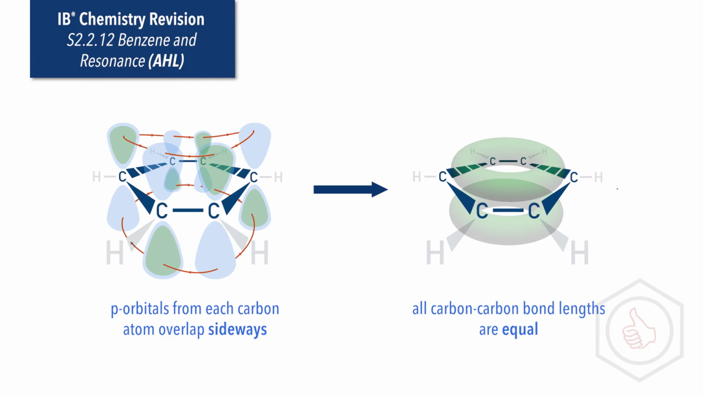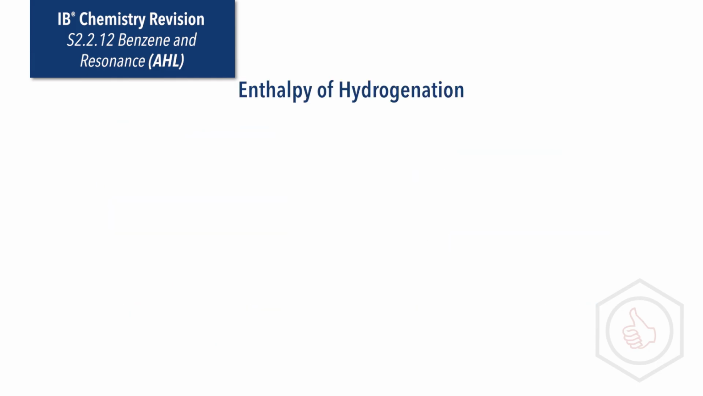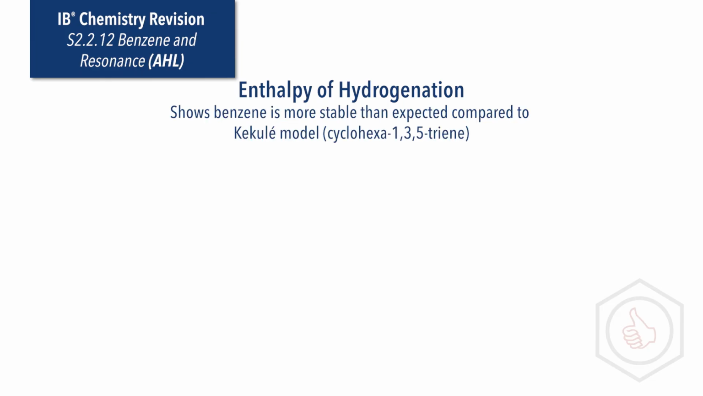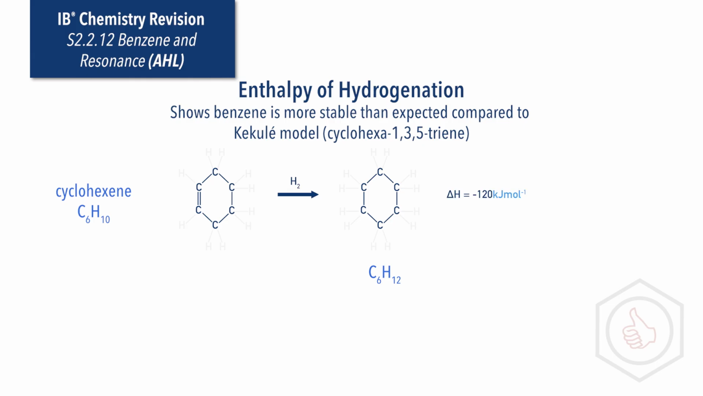For example, enthalpies of hydrogenation show that benzene is more stable than we'd expect, especially when compared to the theoretical Kekulé model, which would have a name cyclohexane-1,3,5-triene if it existed. When cyclohexene is hydrogenated and its double bond is converted into a single bond to make the molecule C6H12, minus 120 kilojoules per mole of energy gets released. In other words, the cyclohexane C6H12 is 120 kilojoules per mole more stable than the cyclohexene.